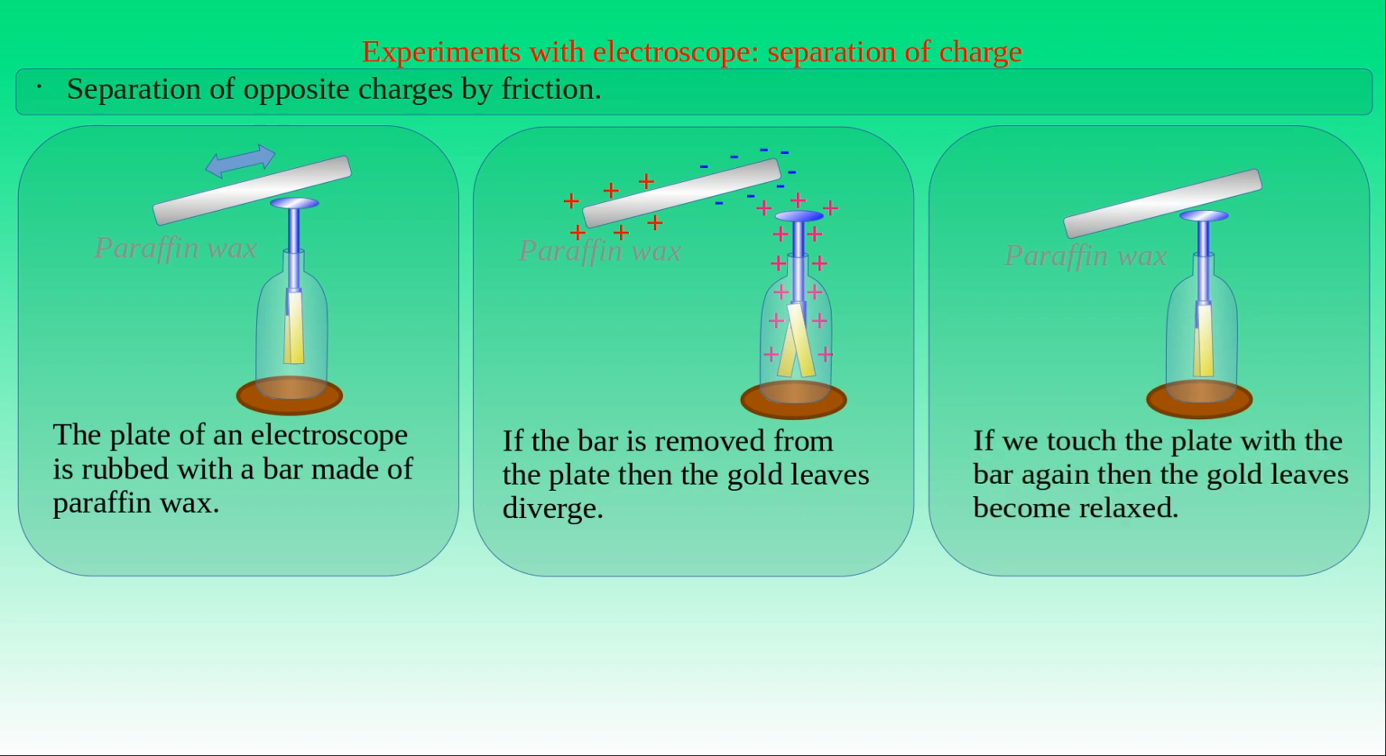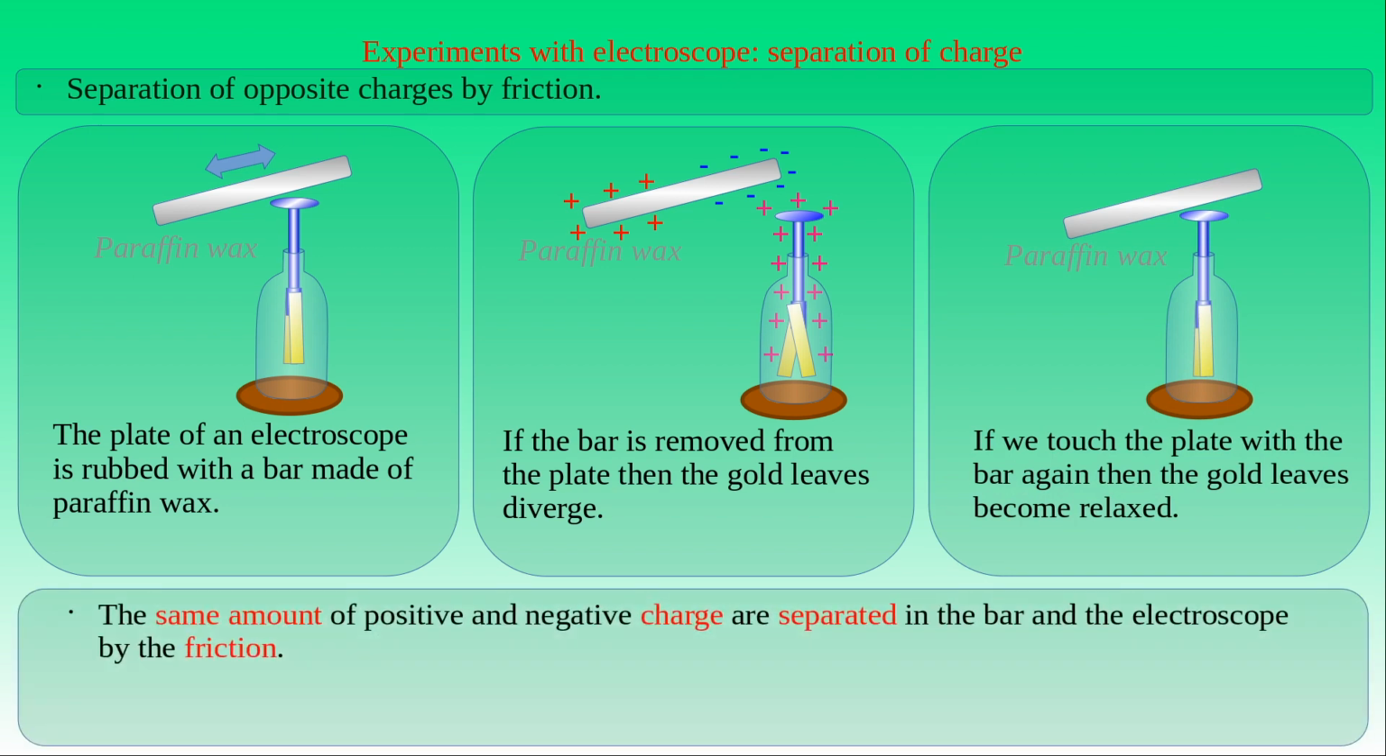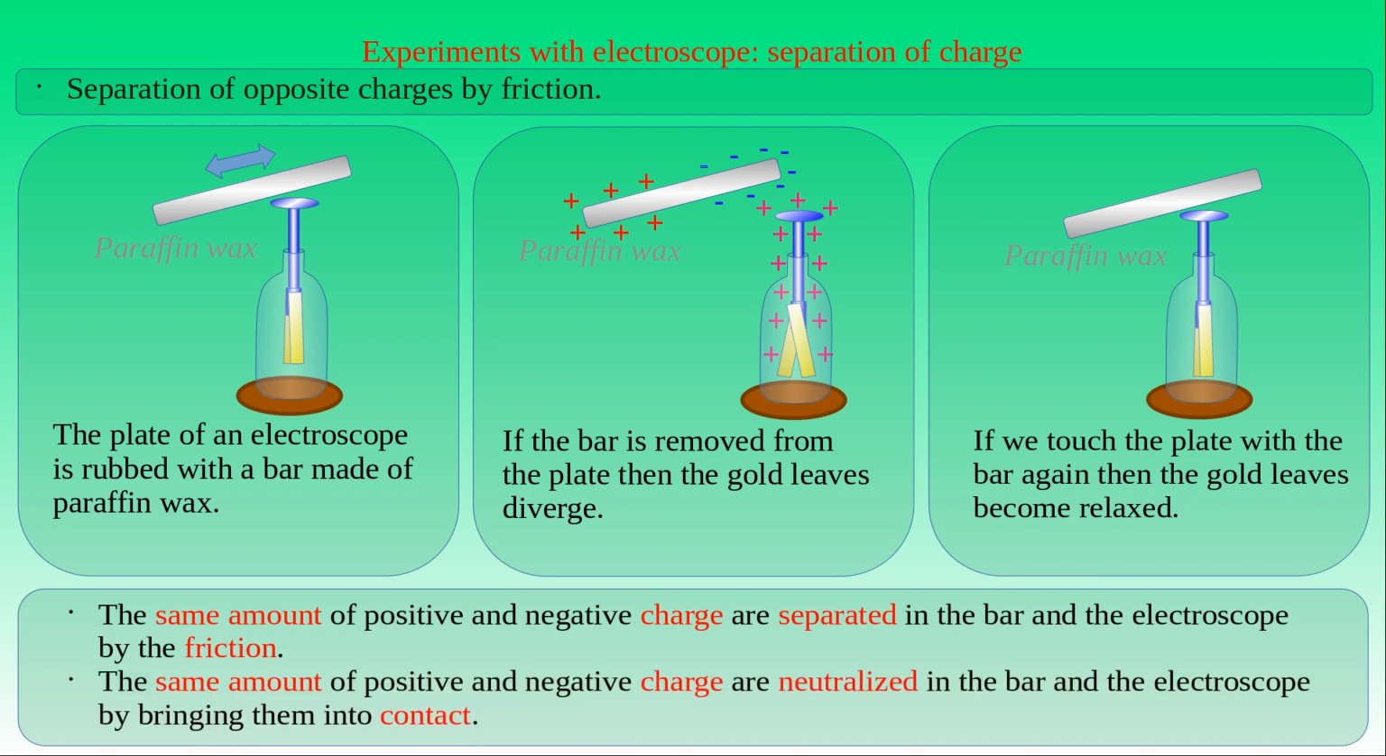We can interpret this result in the following way. The same amount of positive and negative charges are separated in the bar and the electroscope by rubbing them against each other. Then the same amount of positive and negative charges are neutralized in the bar and the electroscope by bringing them into contact with each other again.